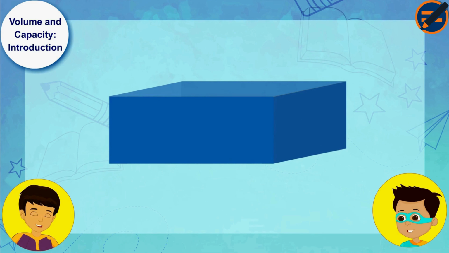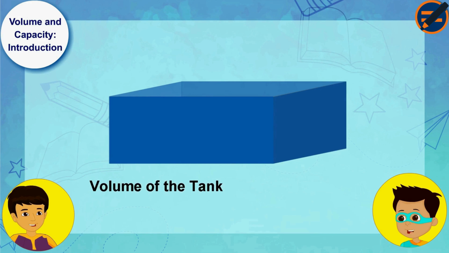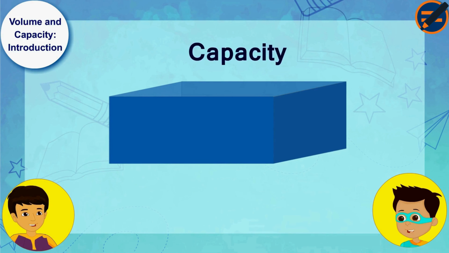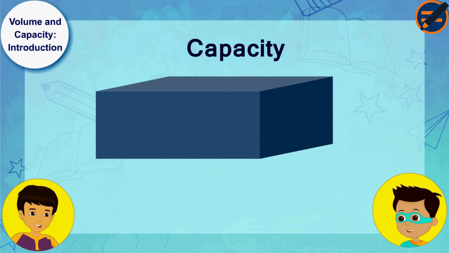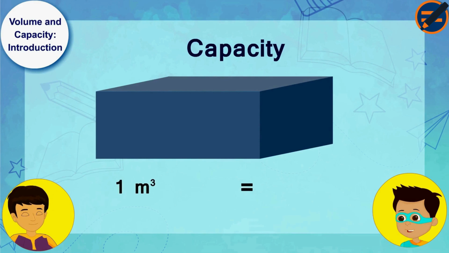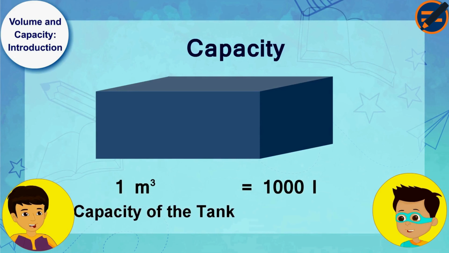Manas, what you are saying is somewhat correct, that the volume of this tank is equal to its capacity. But we express capacity in milliliters, liters, etc. Oh, now I understood. 1 cubic meter is equal to 1000 liters. Therefore, the capacity of this tank will be 1000 liters.